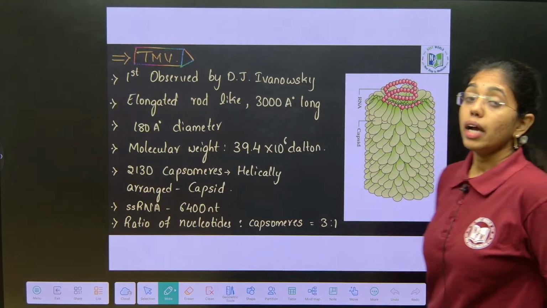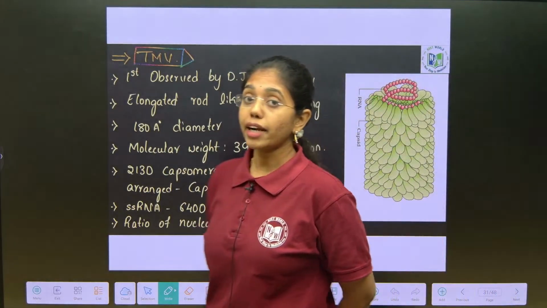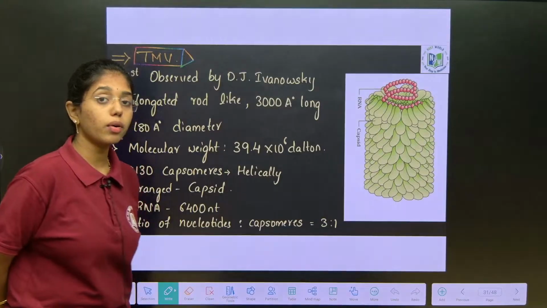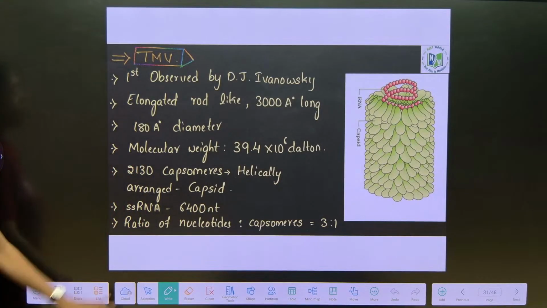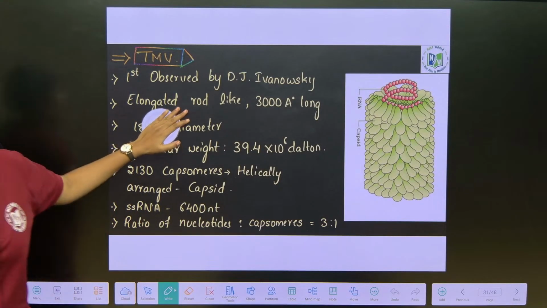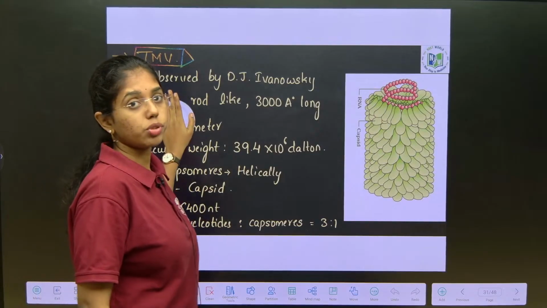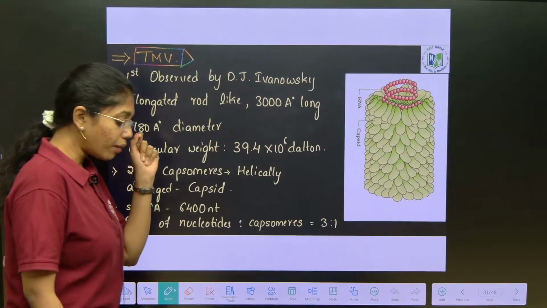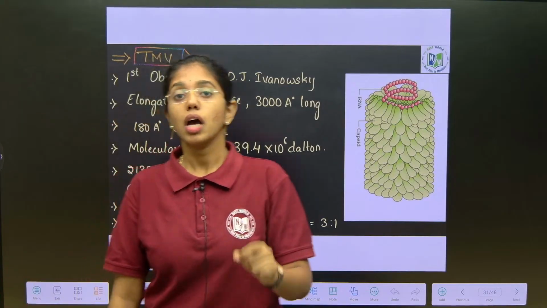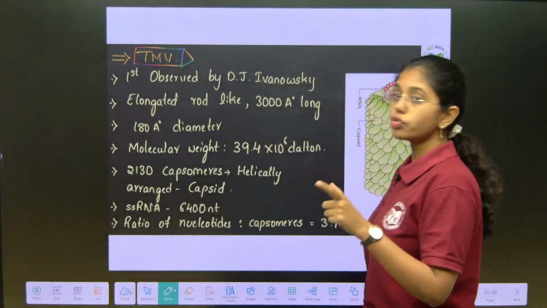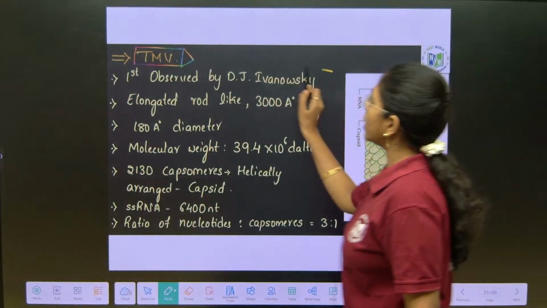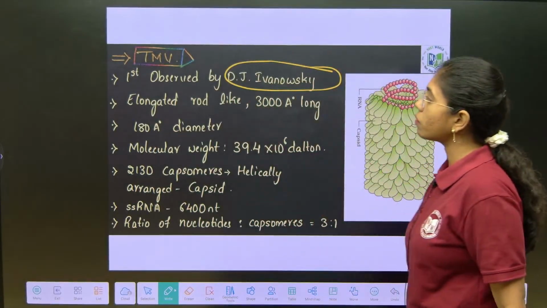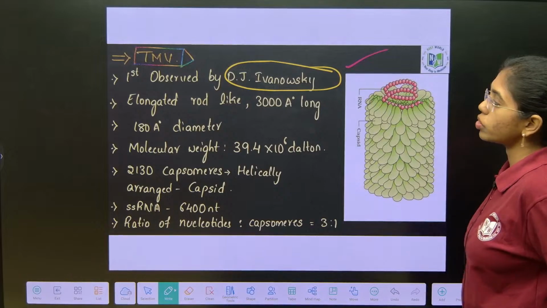Next, the importance that you have to learn: tobacco mosaic virus and bacteriophage. The structural description of tobacco mosaic virus is asked n number of times in your EAPCET exam. Very important, please look into it. As we learnt in the discoveries, tobacco mosaic virus was first observed by D.J. Ivanovsky.